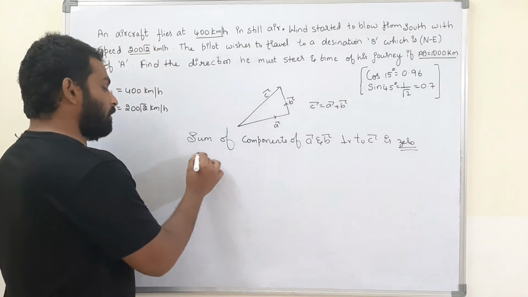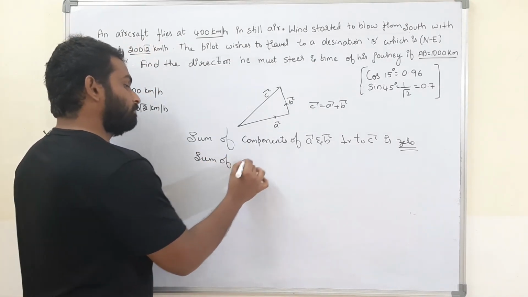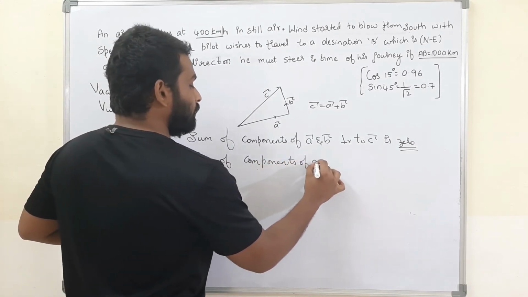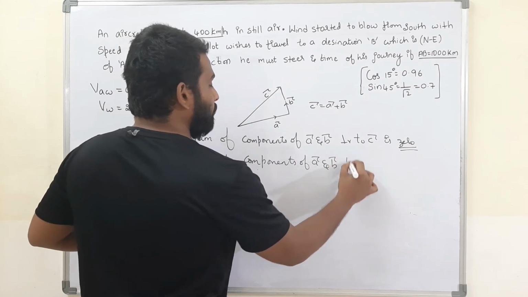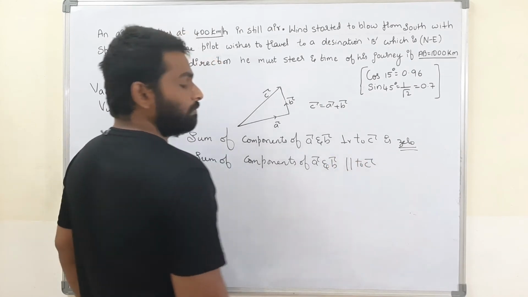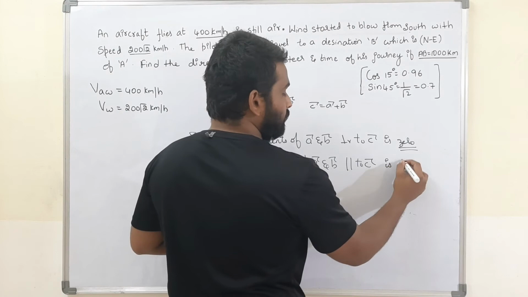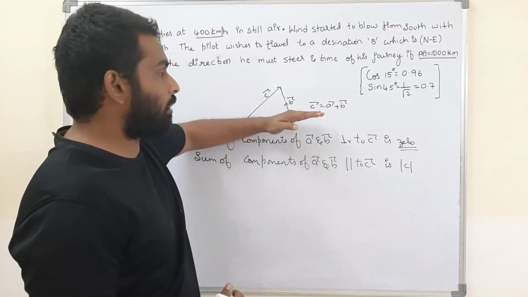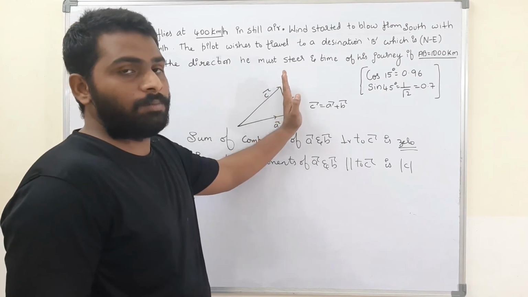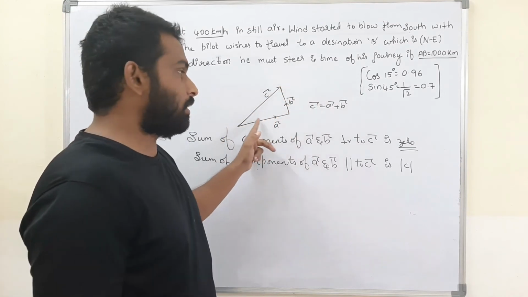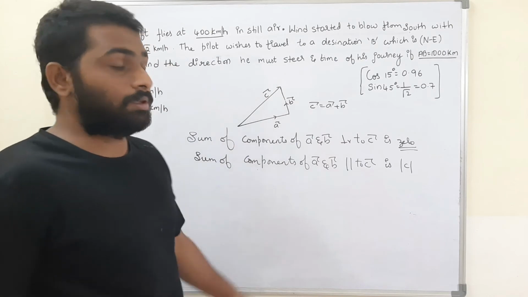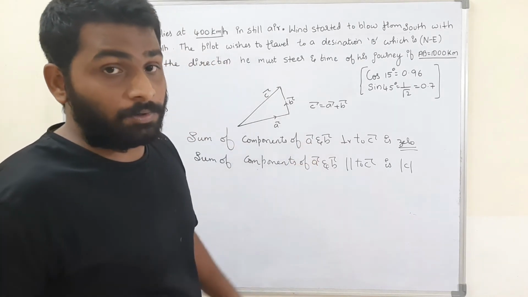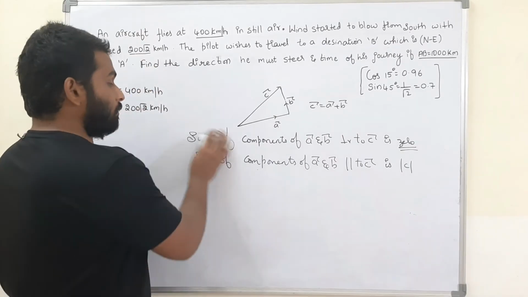And now the sum of the components of A bar and B bar parallel to C bar is how much? It is simply the magnitude of C. That means if I take the component of A bar along C bar, and the component of B bar along C bar, and add them, I will get the magnitude of C. This is a very important concept, usually in vectors. Now I am using the same concept. Now see how I am going to solve the problem.